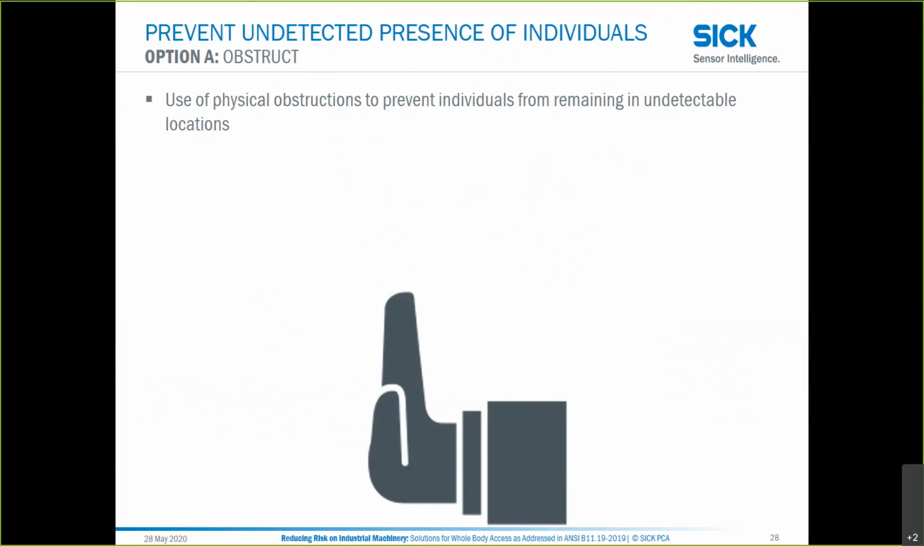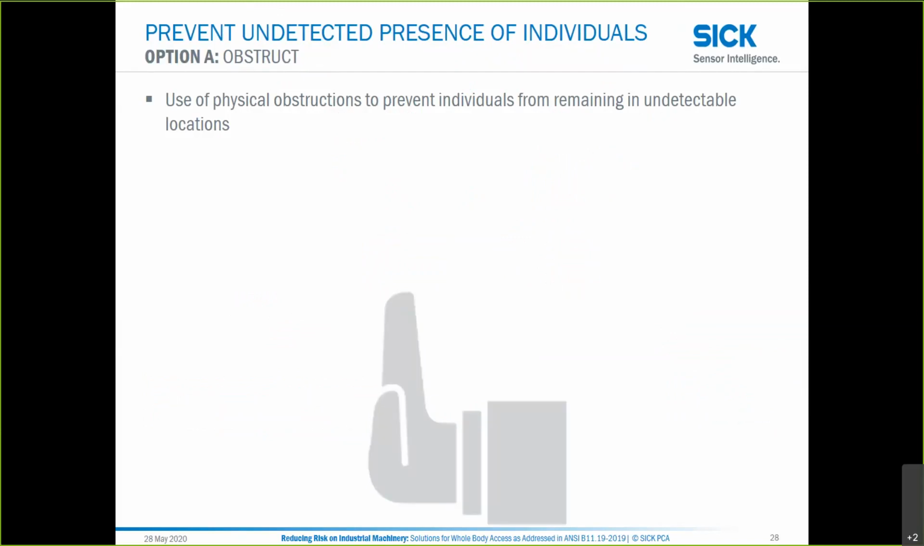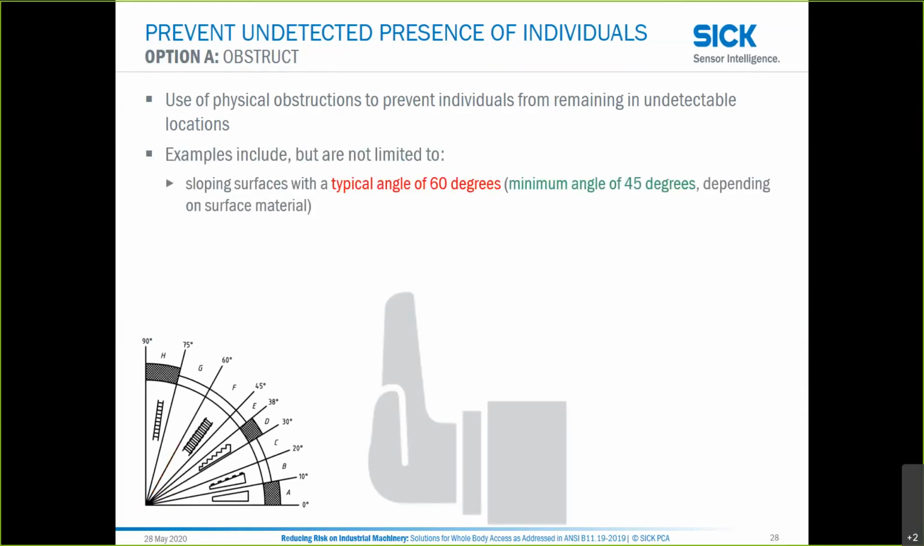This can be done in a number of ways, one of which would be using sloping surfaces. So I simply incline the surface so somebody cannot stand there. The recommendation is to use a slope of about 60 degrees, but depending on the surface material, depending on if there's fluids or other elements in the environment, a sloped surface of 45 degrees may possibly be sufficient.